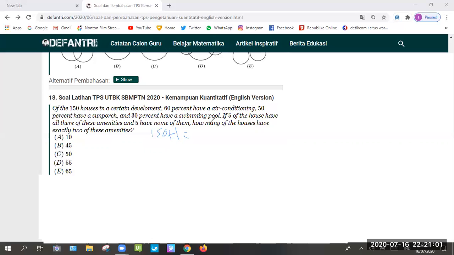So we have to solve which ones have 2 facilities, any kind of it, whether it's sun porch and AC, or AC with swimming pool, as long as they have 2 of them. So we're gonna determine first, 60% of them have AC. So that is 150 times 60%. The number of houses that have AC is 90.